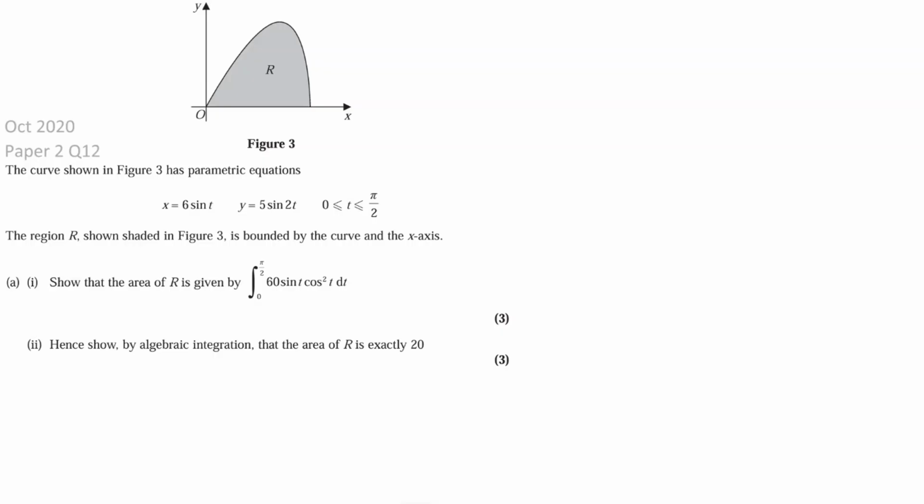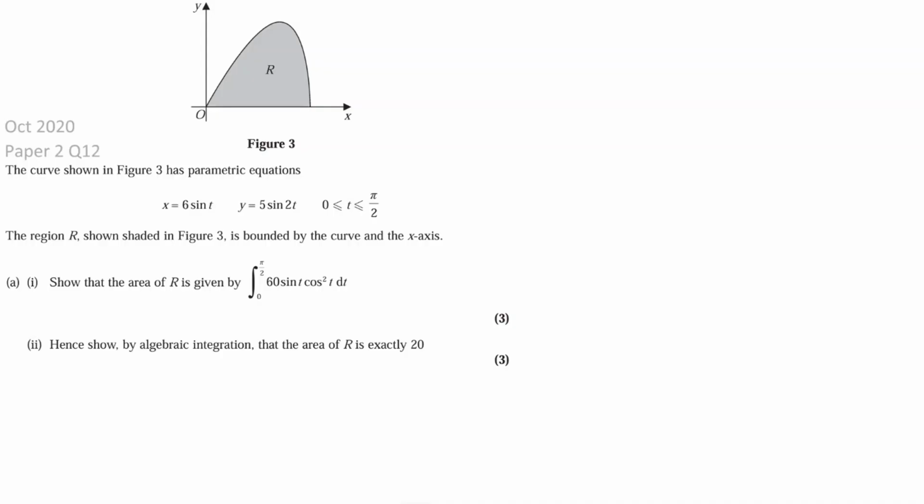So for this one here, we're told about a curve that has the parametric equations x is equal to 6 sin t, y is equal to 5 sin 2t, and we're also given the domain of t between 0 and pi over 2. And we're told about a region R that lies underneath this curve, and for the first part we need to show the area of R can be given by this integral here.